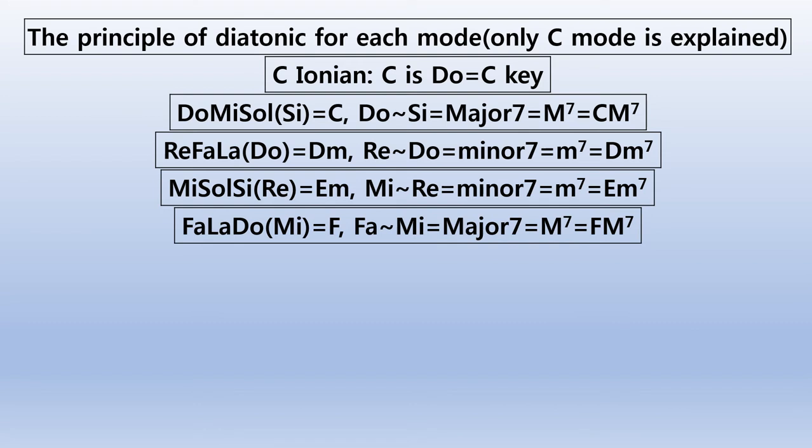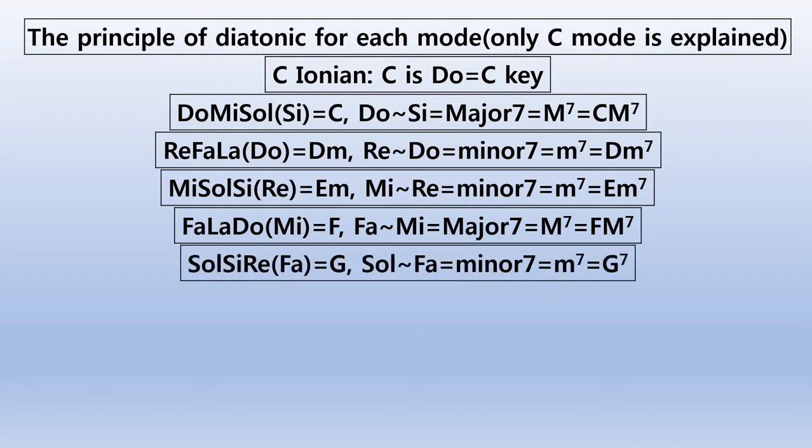The fourth Fa La Do triad is F, and the above note Mi is a major seventh from Fa, so Fa La Do Mi is F major 7. The fifth Sol Si Re triad is G, and the above note Fa is a minor seventh from Sol, so Sol Si Re Fa is G7.